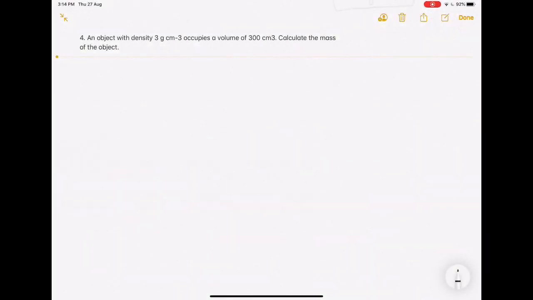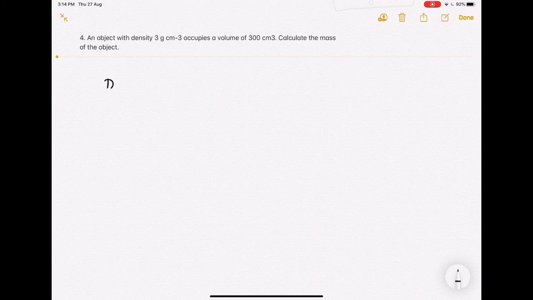In question number 4, an object with density 3 gram per centimeter cube occupies a volume of 300 centimeter cube. You have to calculate the mass of the object. Now in this question, instead of asking to calculate density, they have given the value of density and volume. You have to calculate mass. And also if you look at the units, density is given in gram per centimeter cube and volume in centimeter cube. So you can easily calculate the mass in grams.